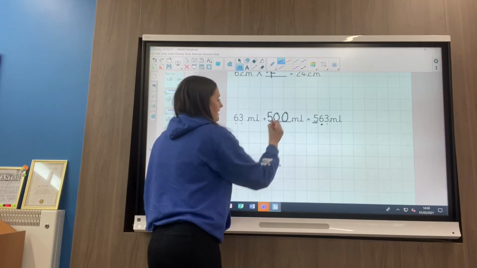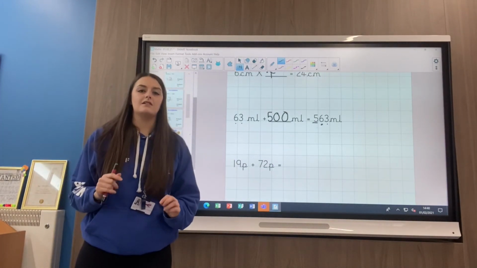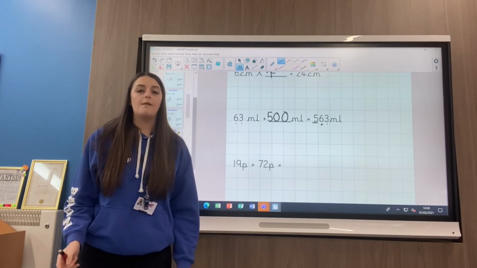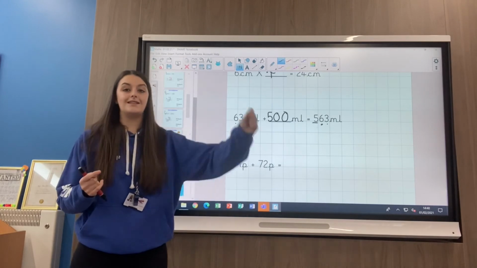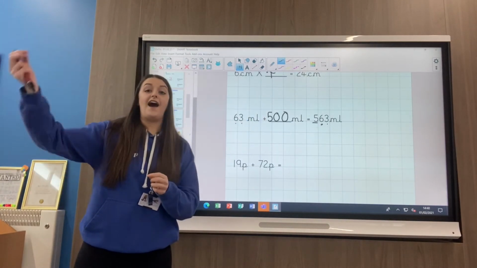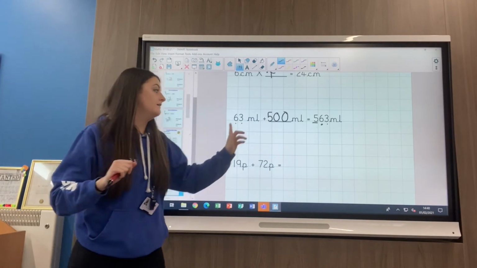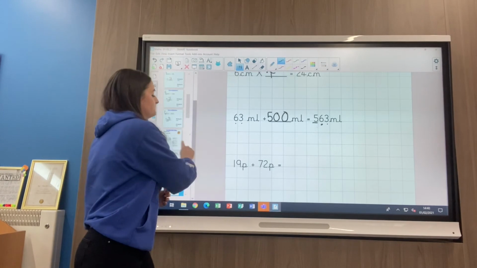And if we just think about our measurement, that's measuring capacity, millilitres. So imagine you have got a big jug, an empty jug of water. You have poured 63 millilitres in. You've added 500 millilitres to it. And now you're going to get 563 millilitres.